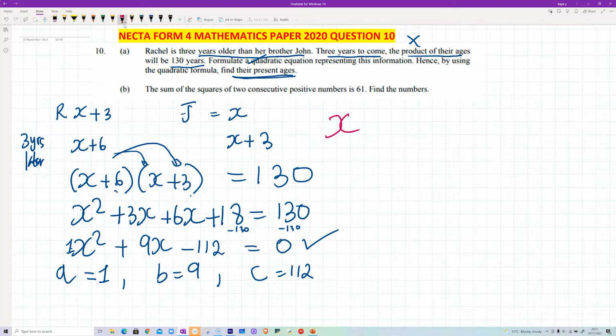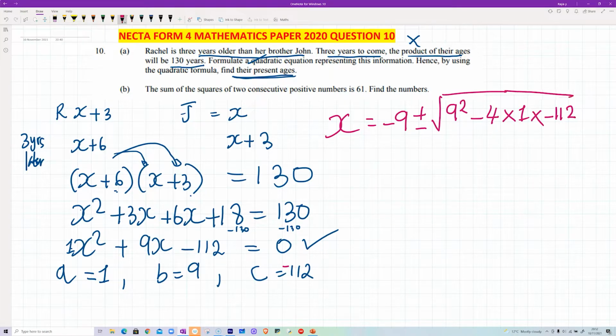And I hope you know the quadratic formula, which says x equals negative b, that's going to be negative 9, plus or minus the square root of b squared, which is 9 squared, take away 4 times a, which is 1, times c, which is negative 112. So, sorry guys, that's negative 112. Everything divided by 2 times a. But we know a is 1, so it's just 2 times 1.